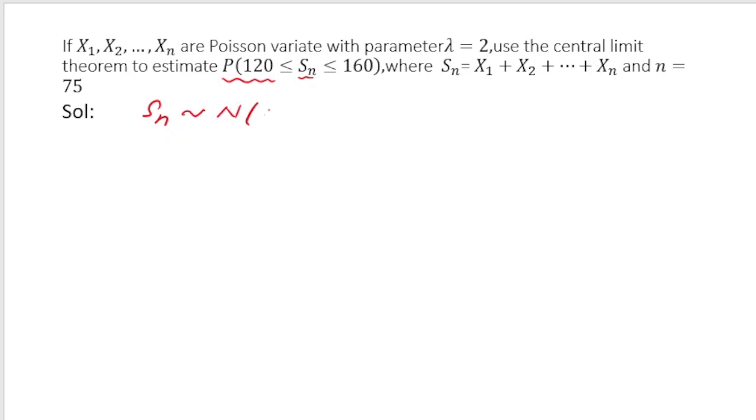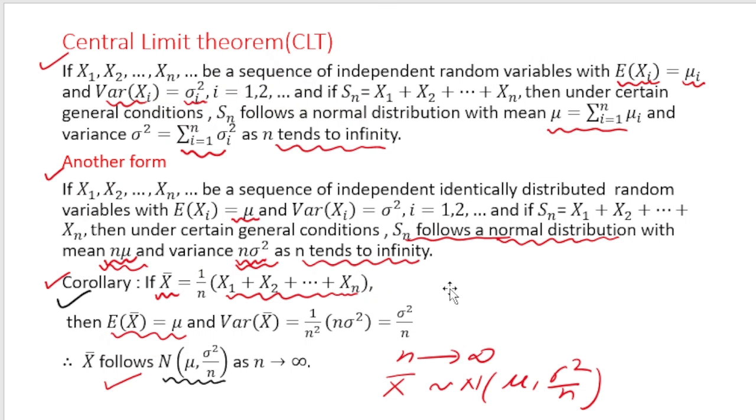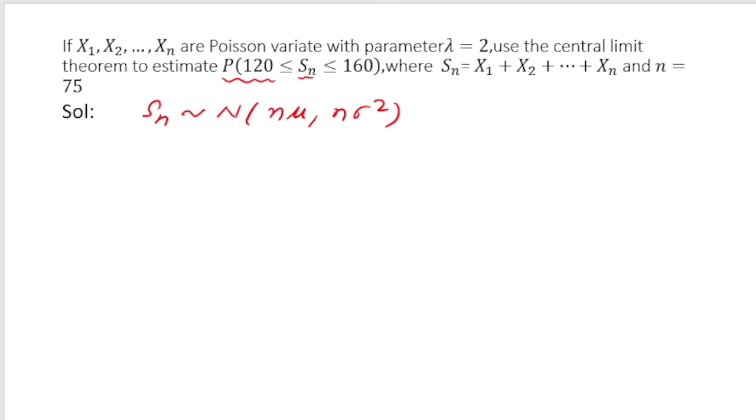What will be the mean? Mean will be n mu and variance will be n sigma square. This is the statement. I also want to show you the statement again and again. I hope you are getting confident. See, here Sn follows a normal distribution with mean n into mu and variance n into sigma square as n tends to infinity. So here n is large, 75 is large. You may say that it is not very large, but usually in a statistics or probability course, if sample size becomes more than 30, we consider it a large sample, right? So Sn follows the normal distribution with mean n mu and variance n sigma square.